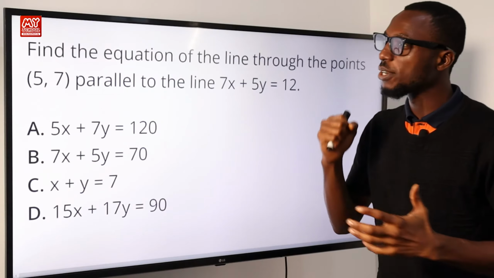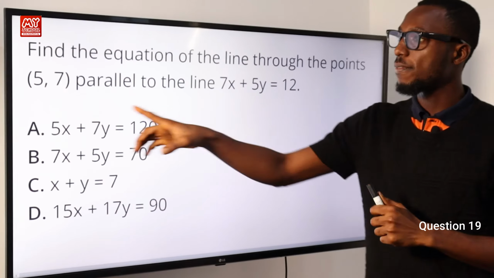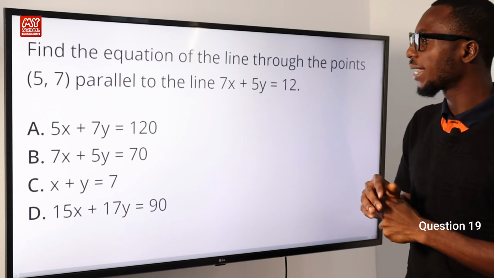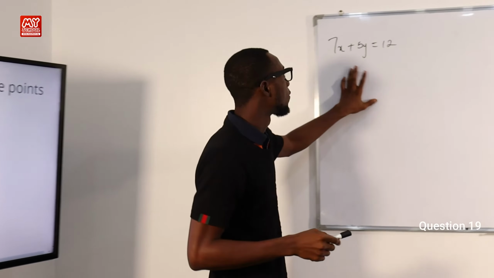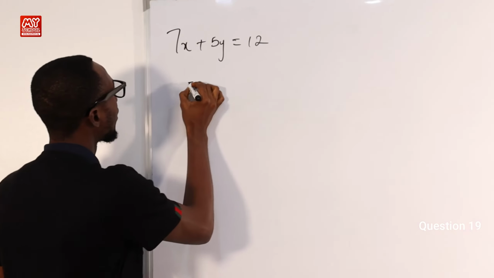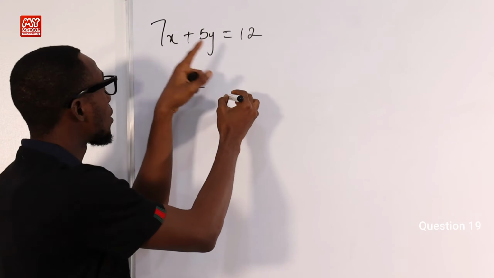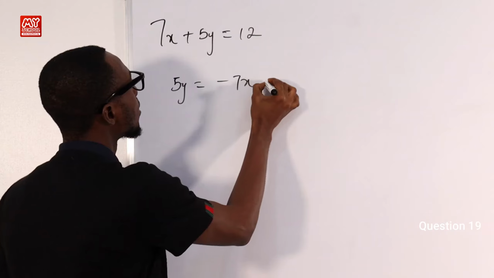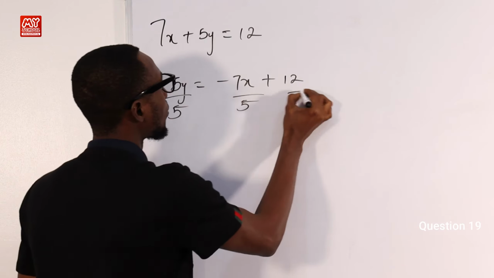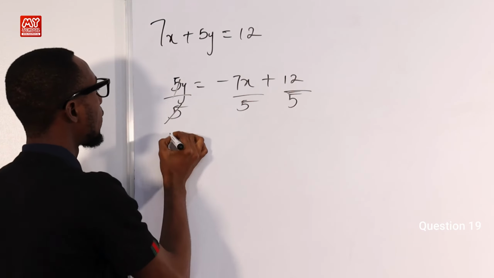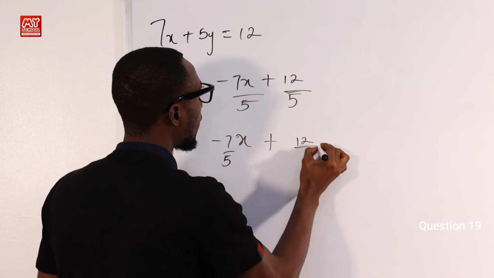So right now we are tackling question 19. Find the equation of the line through the points 5 and 7 parallel to the line 7x plus 5y equals 12. Okay, so at first we just have to pick out the gradient from this equation. So we would have 5y equals, when this 7x crosses over, it becomes minus 7x plus 12. So we'd have y equals minus 7 over 5 x plus 12 over 5.